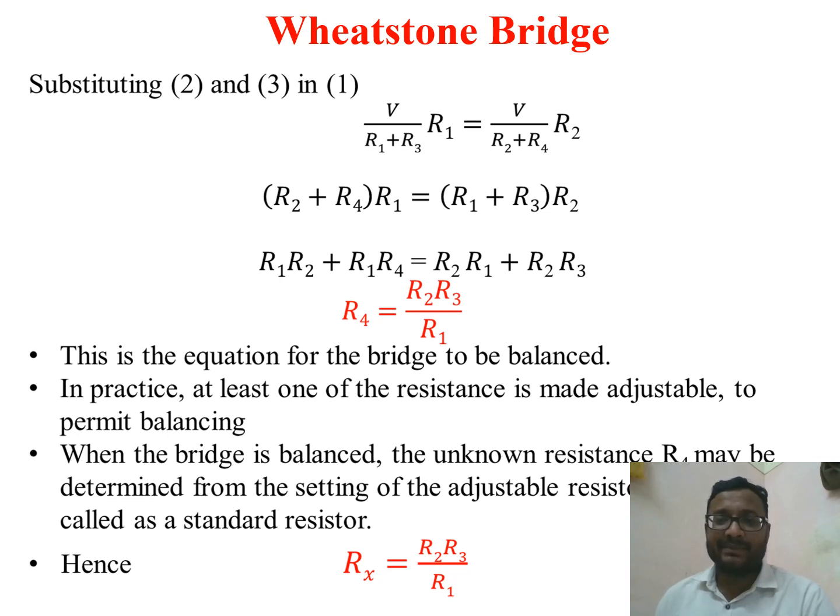After simplifying this equation, we get R4 is equal to R2 R3 by R1. This is the equation for the bridge to be balanced. Once the bridge is in the balanced condition, the balancing equation is R1 R4 is equal to R2 R3. This is the Wheatstone bridge. If this resistance is the unknown resistance, then Rx is equal to R2 R3 by R1. By comparing the unknown value with the known values, we can calculate the unknown value.